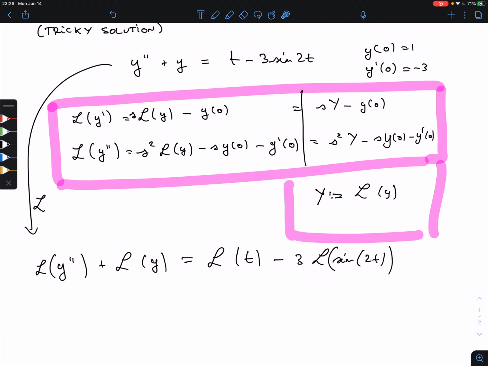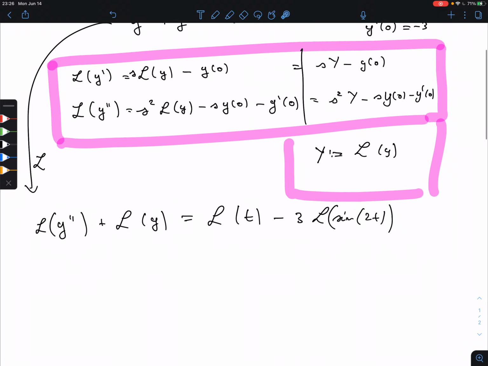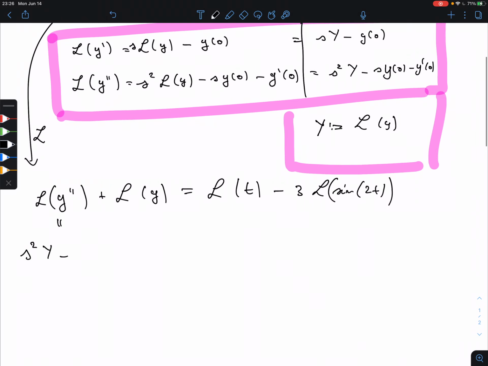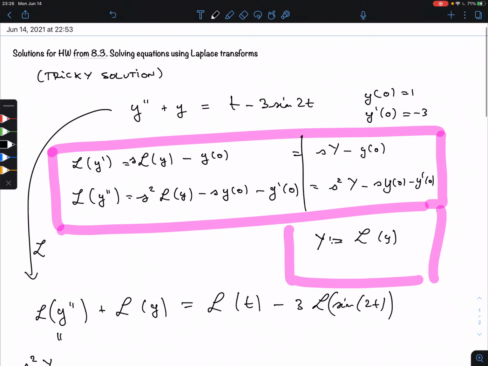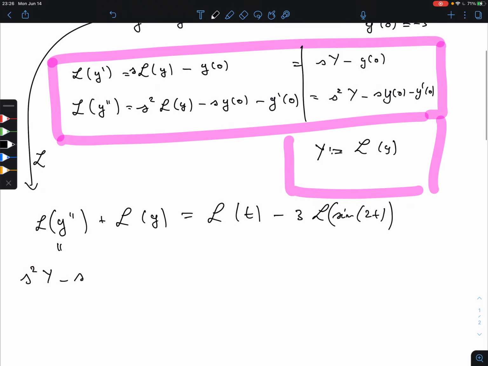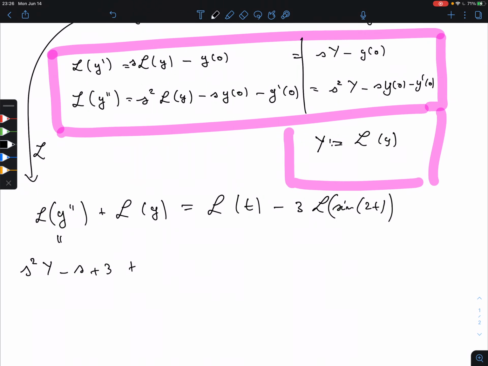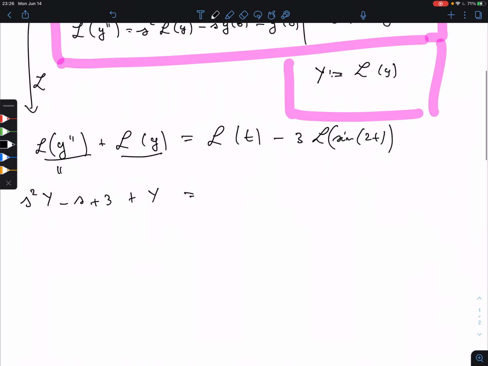And here we're using, of course, that the Laplace transform is linear, that we can move it through sums and constant multiples. Okay, so this one is s squared Y minus s y(0), but that's 1, so minus s, and then minus y'(0), that is minus (-3), that is plus 3. And this is just Y, right? Now, these other guys, those we have to calculate.